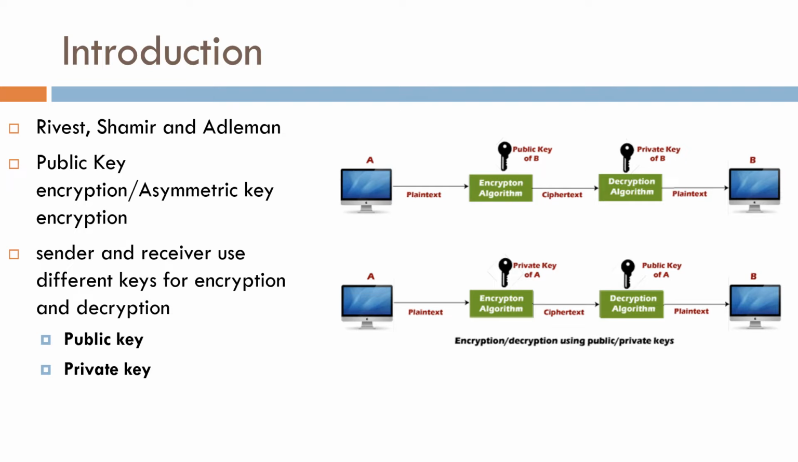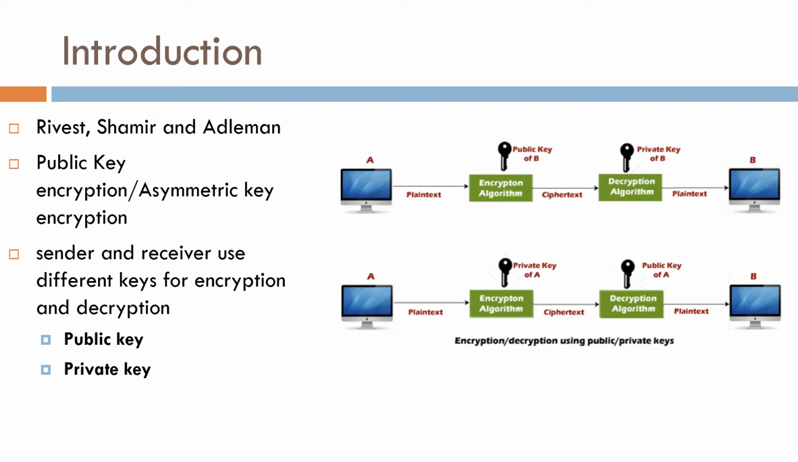It is one of the public key encryption systems, otherwise known as the asymmetric key encryption technique. That means the sender and receiver will use different keys for the encryption and decryption process. The different keys are nothing but the public key and the private key. The public key is known to everyone and the private key is only known to the particular sender or receiver.